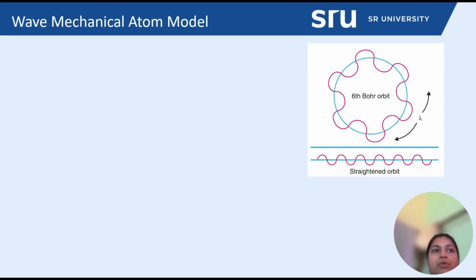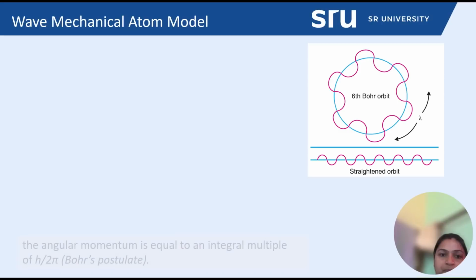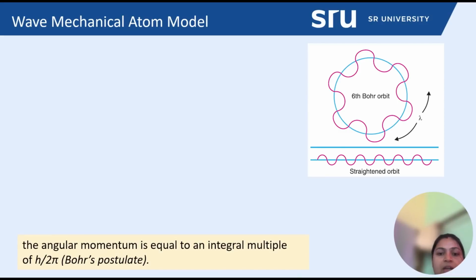So the atom model has electrons in various orbits, and the electron becomes a matter wave of wavelength lambda. Basically this lambda is equal to h by mv, and the electron exists as a standing wave in each orbit. So the energy levels and orbits of the Bohr model are actually retained.